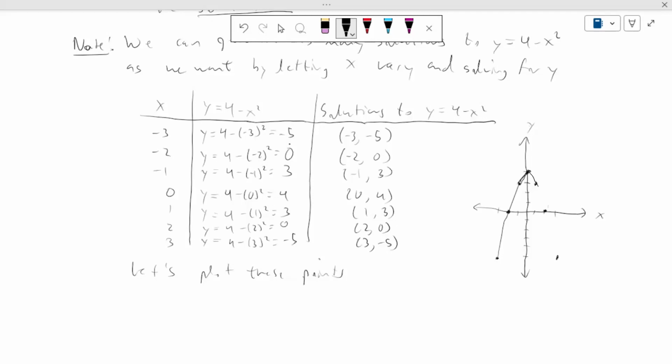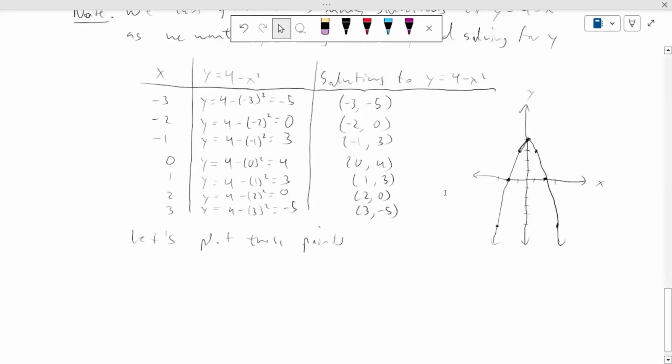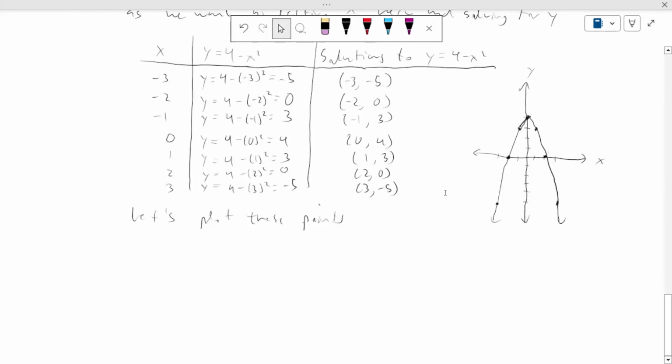So if we connect these dots, we get a nice little visualization of what the solution set looks like, and we know it just keeps on going. Infinitely many solutions. I know that's not the best picture, but we get a nice little visualization of the solution set. It's all those points.